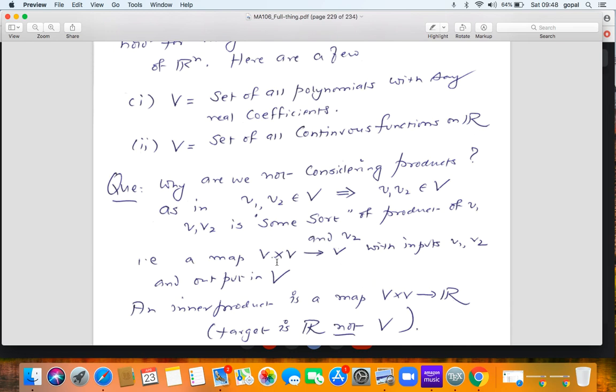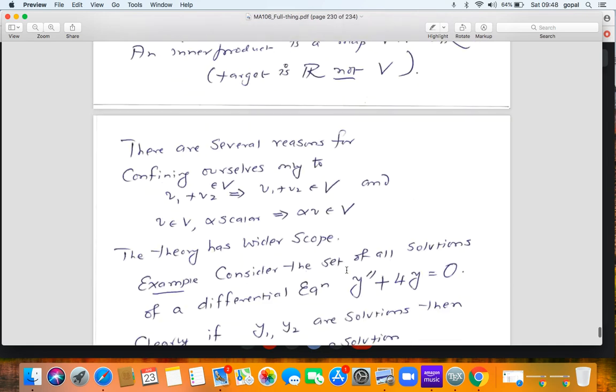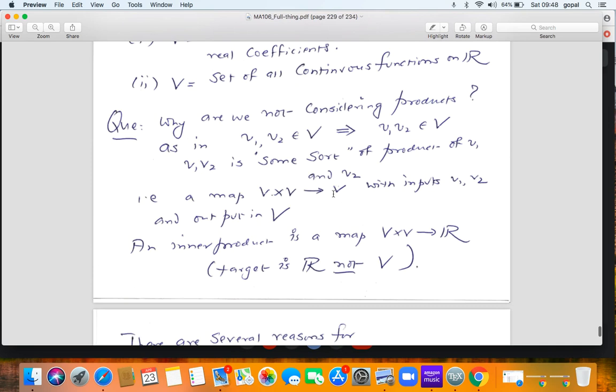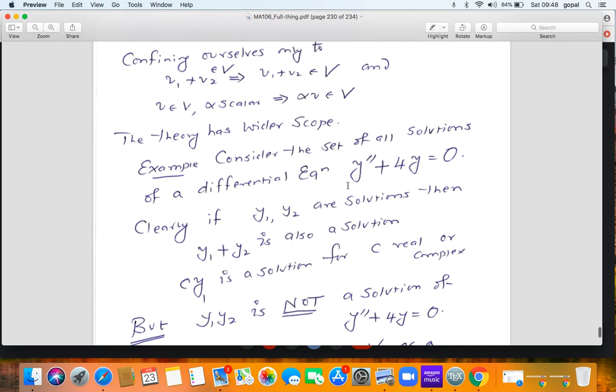So why are we not looking at taking two inputs V1 and V2 in V and output to be in V? Why are we excluding this kind of a thing? There are several reasons for not including products of this kind with outputs in V. For example, we can consider the set of all solutions of the differential equation y double prime plus 4y equal to 0. Clearly, if y1 and y2 are solutions, then y1 plus y2 is also a solution. If y is a solution and c is a scalar, cy is also a solution. You can directly check this.